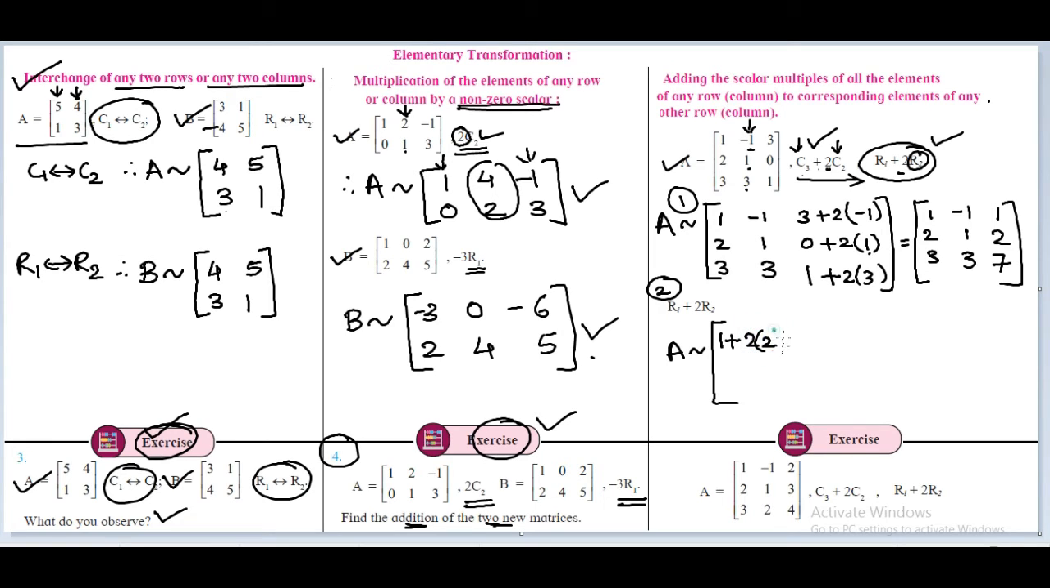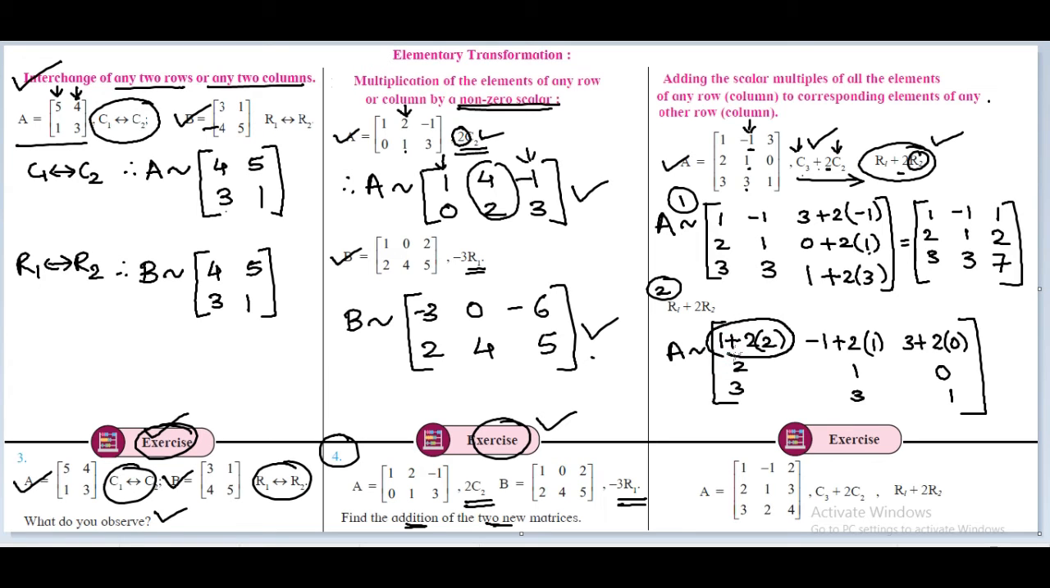That is 2. Okay. What is the second element of row 1? That is -1 plus 2 into what is the second element of row 2? That is 1. Okay. What is the third element of row 1? That is 3 plus 2 into what is the third element of row 2? That is 0. Okay. Now there is no change in row 2 and row 3. So I will write it as it is. So it will be 2, 1, 0, 3, 3, 1. Okay. Can you simplify this?